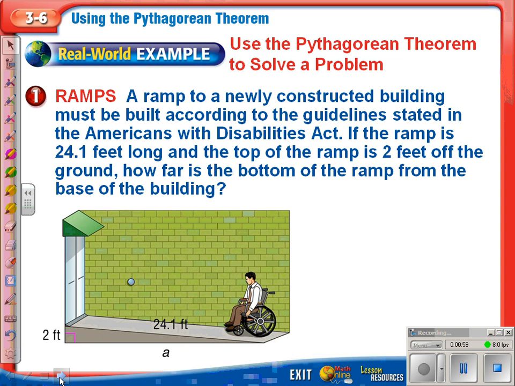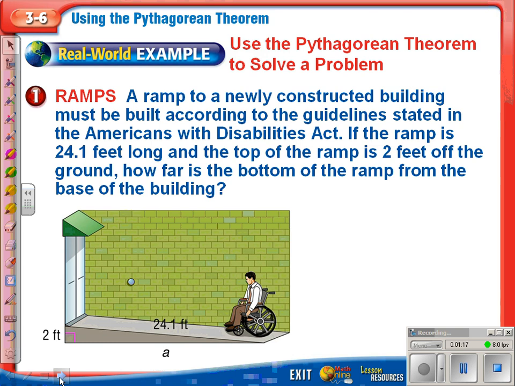A ramp to a newly constructed building must be built according to the guidelines stated in the Americans with Disabilities Act. If the ramp is 24.1 feet long and the top of the ramp is 2 feet off the ground, how far is the bottom of the ramp from the base of the building?